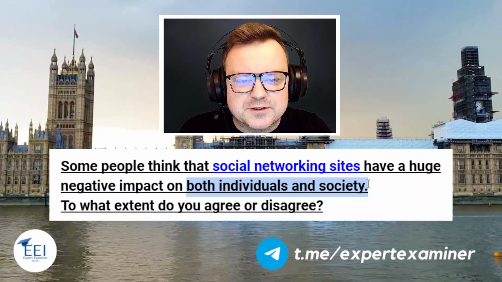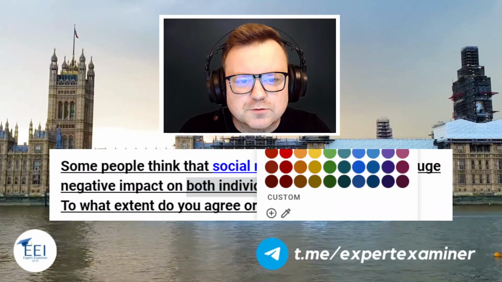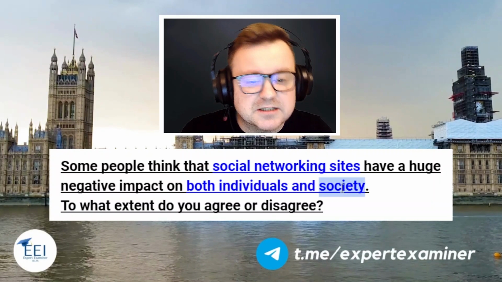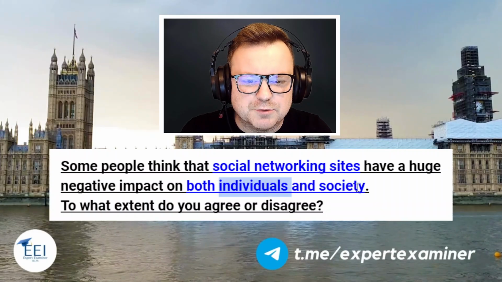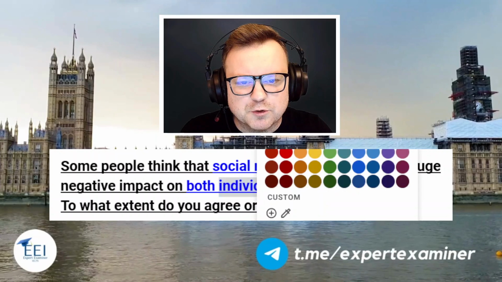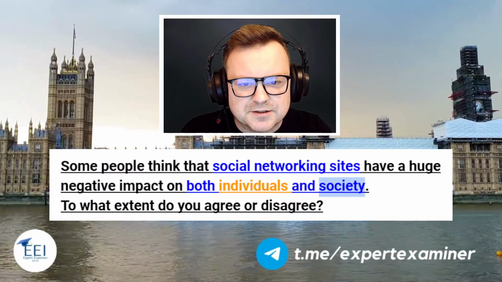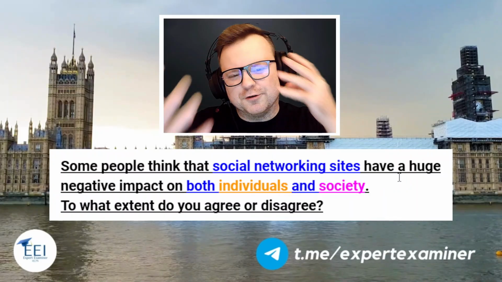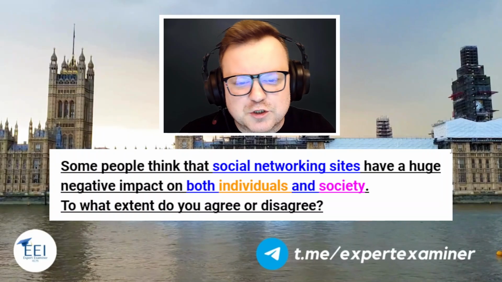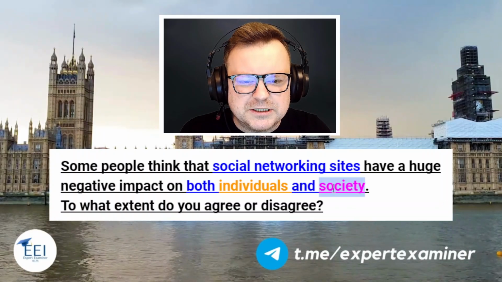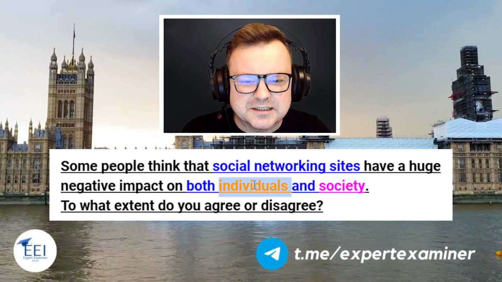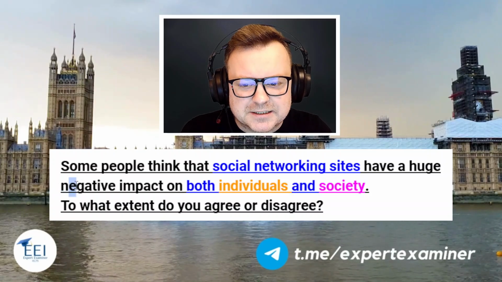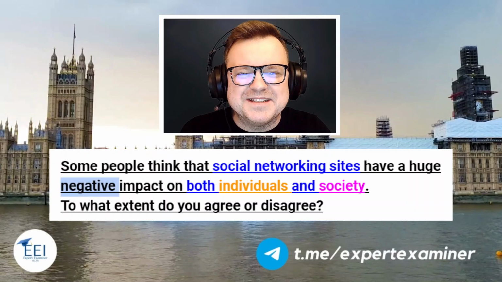So this is important, both individuals and society. If the candidate only speaks about individuals, there will be a problem. If the candidate only speaks about society, there will be a problem. So you have to deal with both. Of course, there's a lot of overlap between individuals and society, but it is important to read questions to understand exactly what we're talking about, what is required, and a negative impact. Not just an impact, but a negative impact.